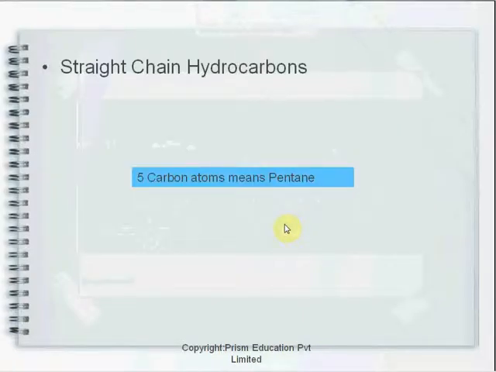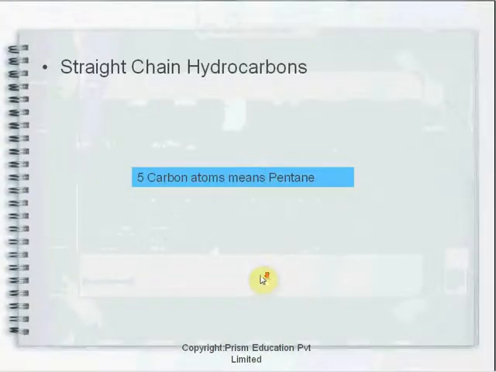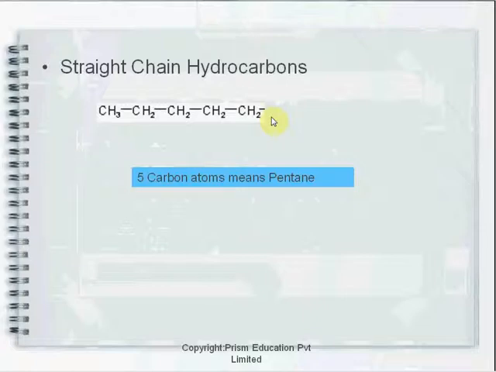So we talk about the simplest hydrocarbons first, the straight chain hydrocarbons. A simple 5-chained carbon, straight chain. So for 5 carbon atoms, it means pent, and since it is a single bonded hydrocarbon, the suffix is ane, and hence the name pentane for it. This is how we name it.